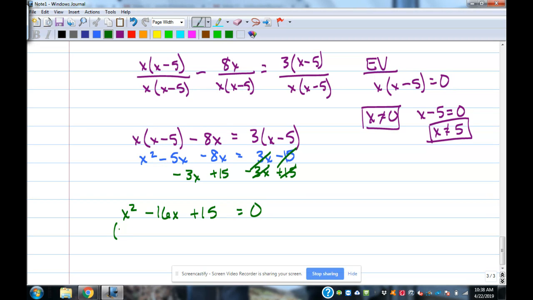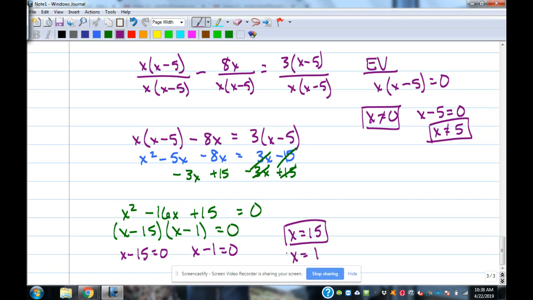So this would be x minus 15, x minus 1. We set each of those equal to 0. And we get solutions of x equals 15 and x equals 1. Neither of which match an excluded value. So we don't have to throw one of them. We're going to keep both of those as answers. Both of those would satisfy that original equation. We plug them in there.